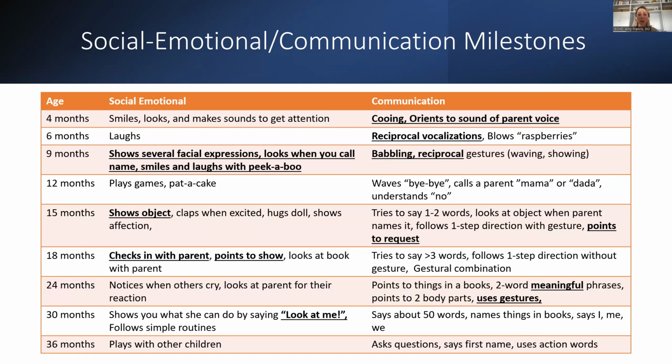At 15 months, they show an object. They point to request. 18 months, they check in with a parent. Sometimes just at the very beginning of a visit when I'm talking to parents, I just think in my mind, I keep a little tally. How often is the kiddo checking in with their parents? Are they only focused on the toys and the objects in the room? Or do they check in with their parents to see, to either show them something or even just get comfort, right? At 24 months, they should have 2-word meaningful phrases, right?